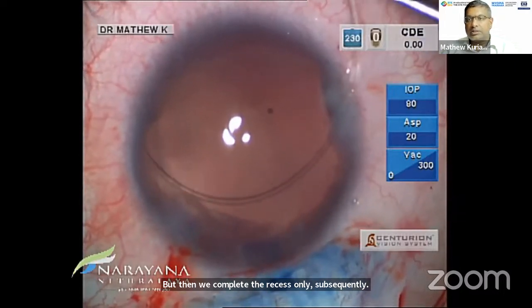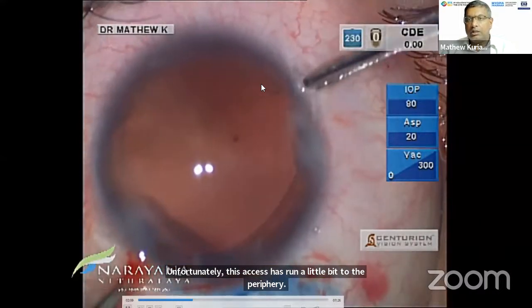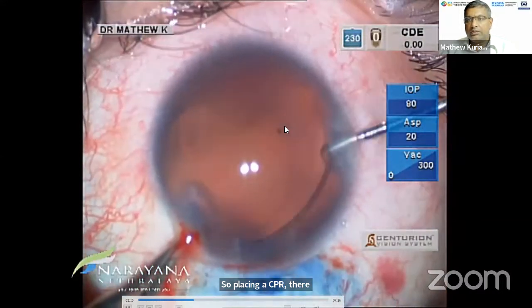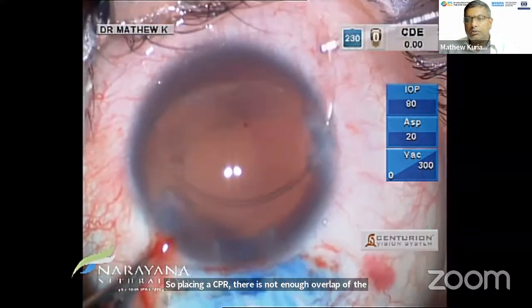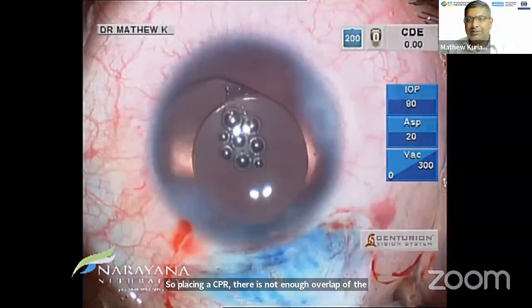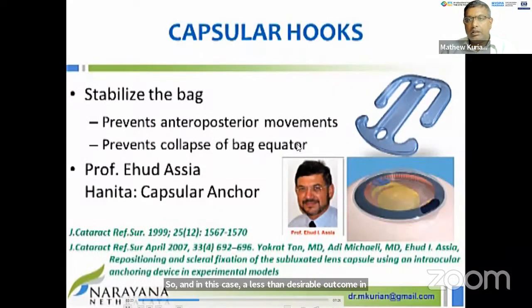Unfortunately, this rhexis has run a little bit to the periphery. So placing a CTR, there is not enough overlap of the anterior rhexis over there, and so it will tend to prolapse out. So in this case, a less than desirable outcome in that the lens was just placed in the bag.